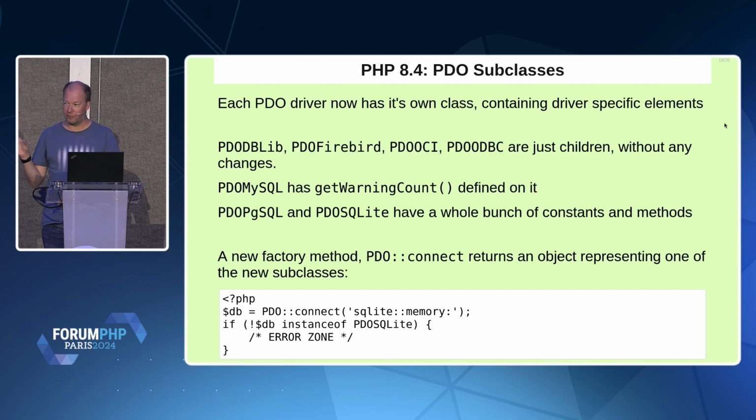In order to make use of this, you can't do new PDO, because if you do new PDO, getting a subclass of PDO is technically not possible to do correctly. So instead of using new PDO, you have to do PDO connect, give it your DSN, and then it will automatically return a PDO instance of the right subclass, in this case, PDO SQLite. I think this is kind of neat. I haven't made use of it yet myself either.